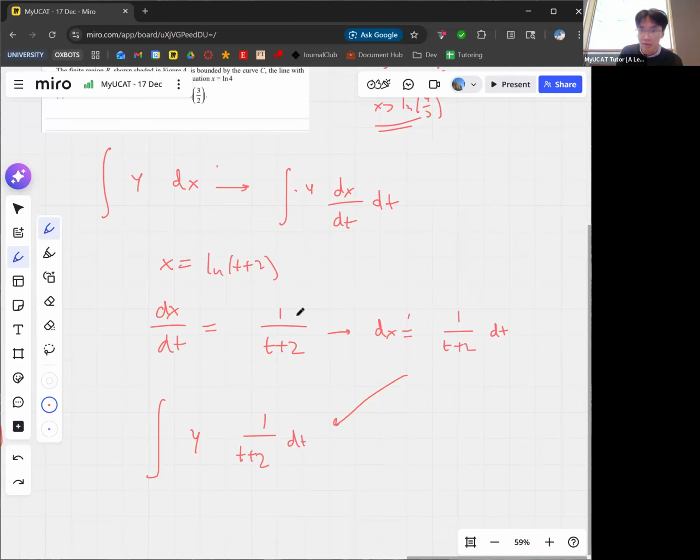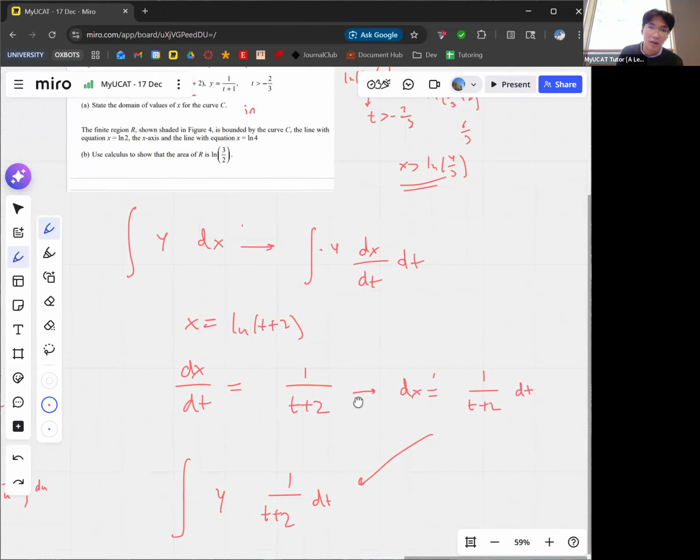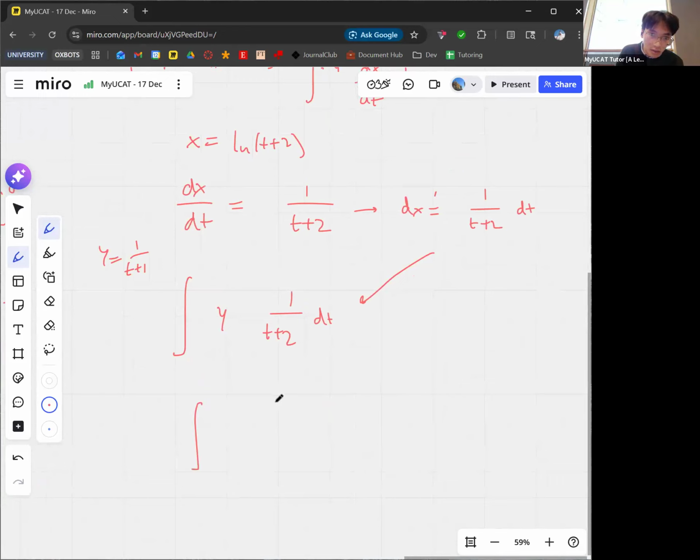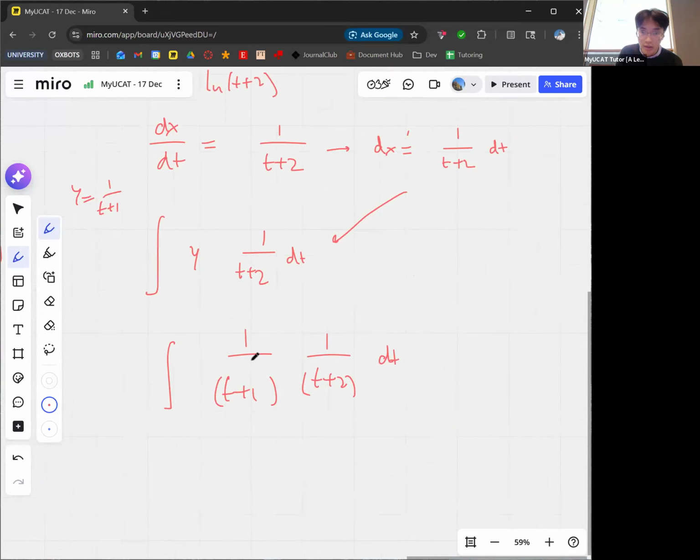You know how to do u substitution. That is what trig identity is doing. And then you know what y is, which is y equals 1 over t plus 1. So this becomes the integral of 1 over t plus 1 times 1 over t plus 2 dt. You are integrating two fractions multiplied together.